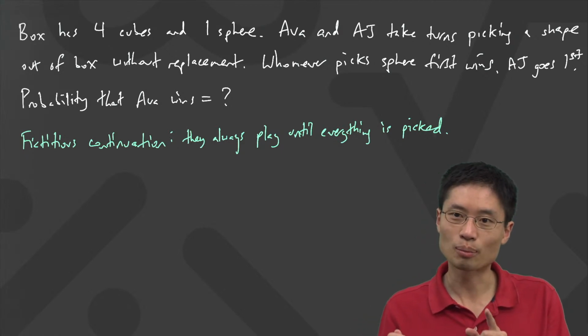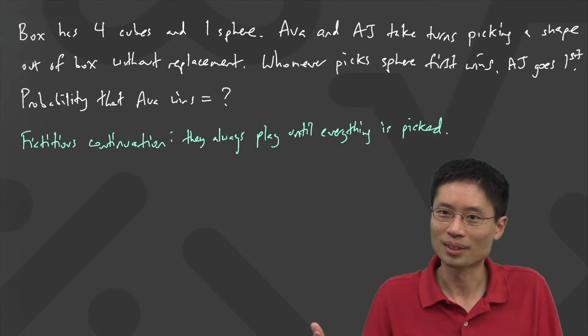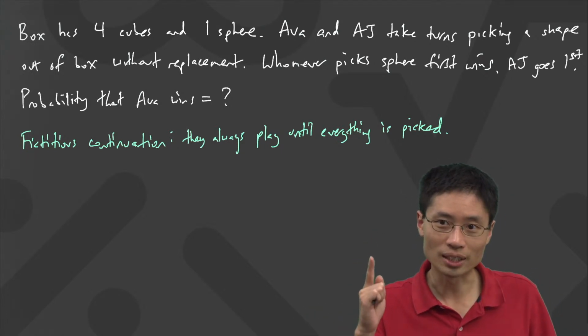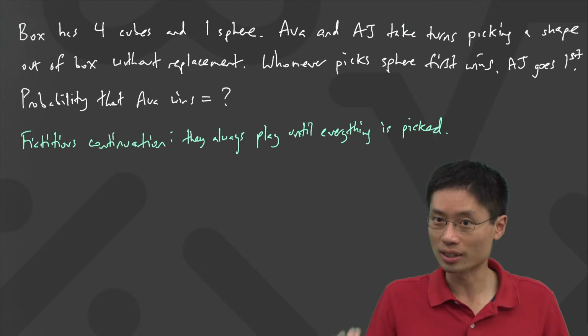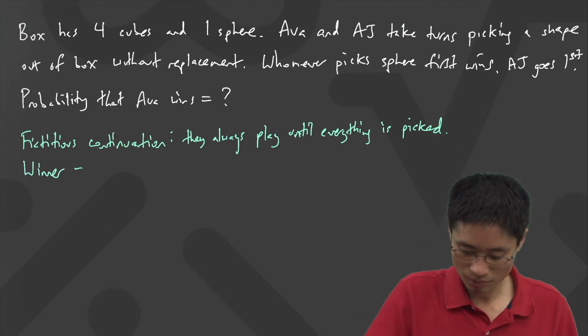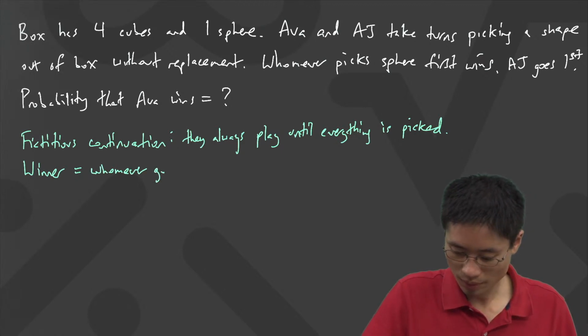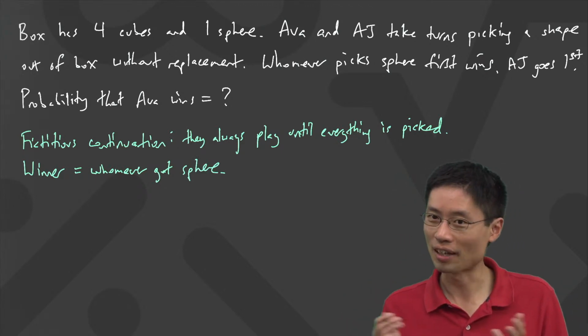Now, if you think about it, what does it mean for the first person to pick the sphere? There's only one sphere. So the winner is, after they play until everything is picked, whoever got the sphere. But at that point, if you think about it, I just have 5 things, okay?